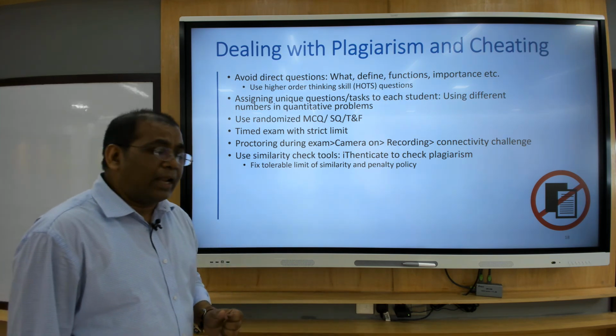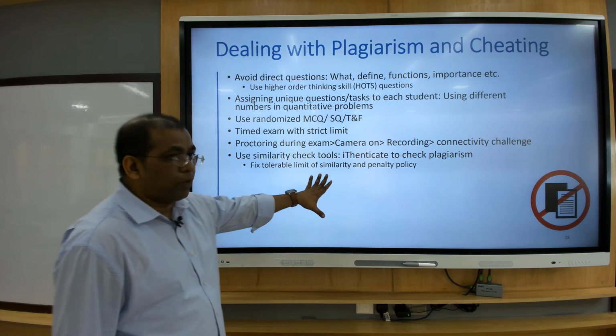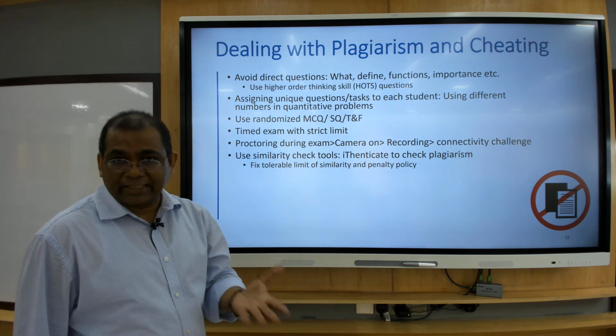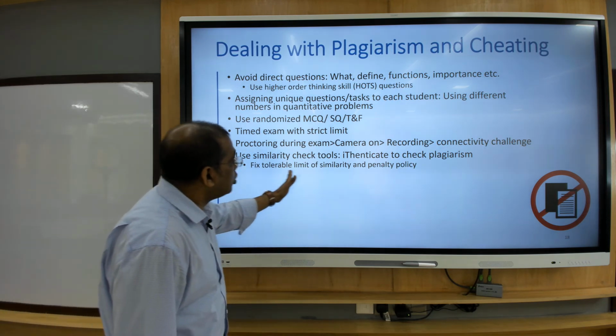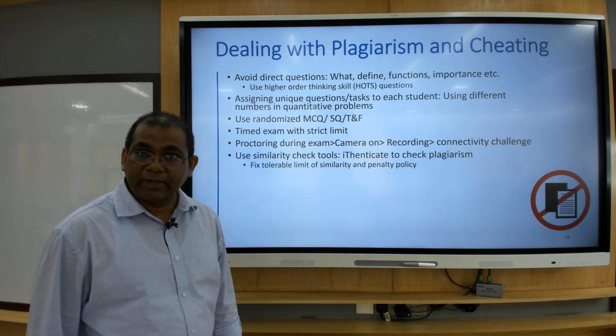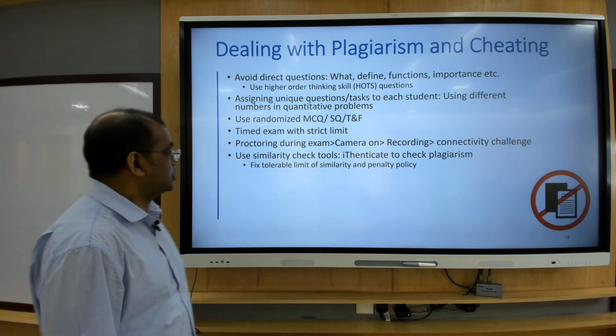But while you are doing that, from the department or the school, you should develop some policy. What if you catch them with similarities? What do you do? What is the penalty? And what would be your tolerable limit? 20% similarity, 30%, 40%, or 50%? You've got to come up with this policy.